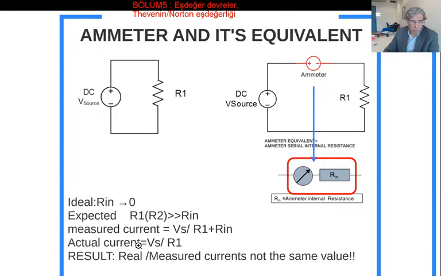It becomes more or less the same as the measured current when Rin is very small compared with R1. Let's say R1 is 1 kilo ohm and Rin is just 1 ohm. Then you can say that the measured and actual currents will be more or less the same. But if R1 is in the range of Rin, then you're in trouble, so the measured and actual values are going to be different from each other. As a result, the real and measured currents are not the same value due to the internal resistance of the ammeter.